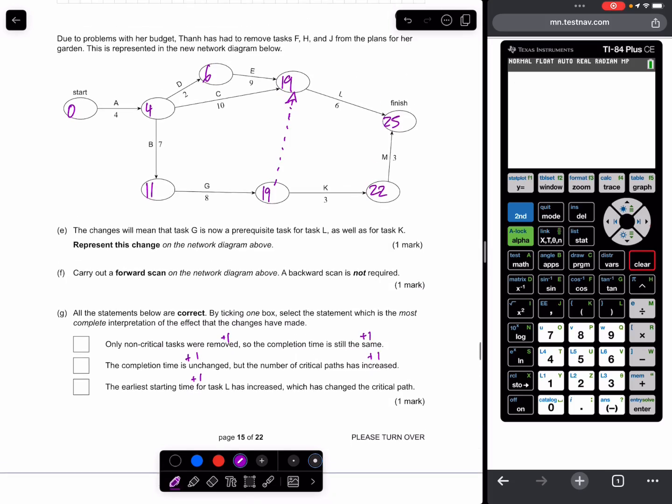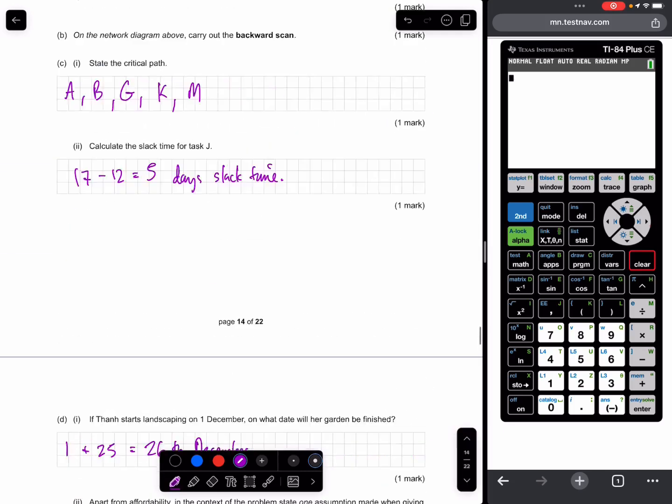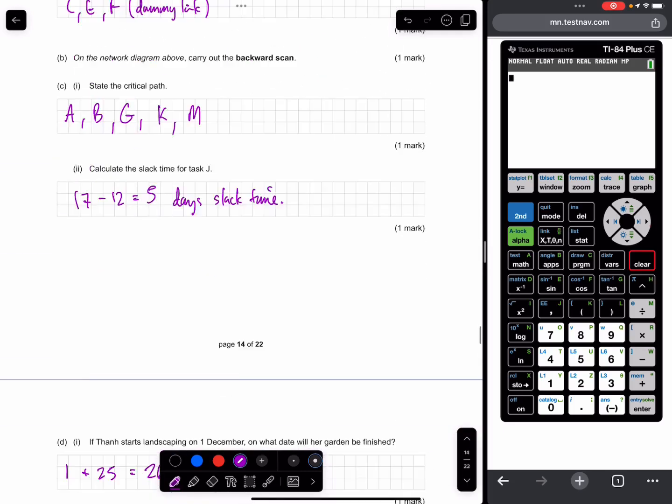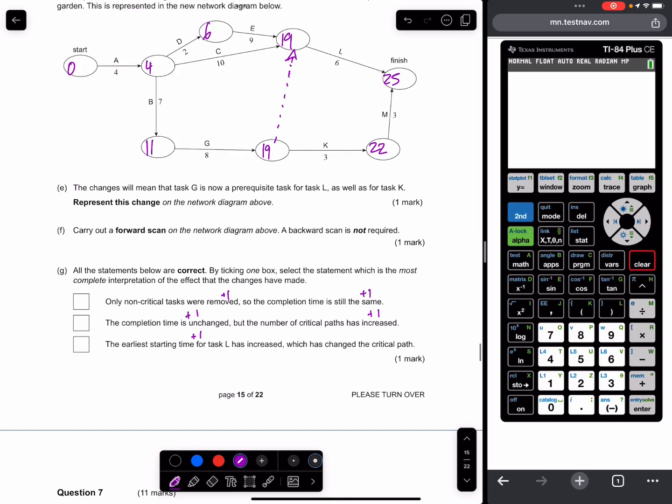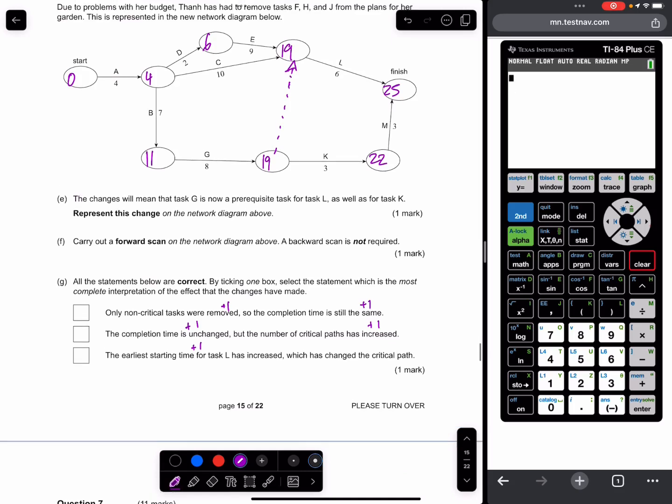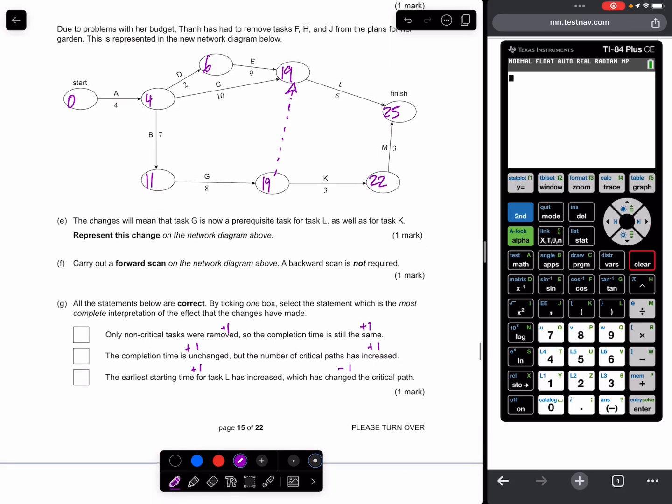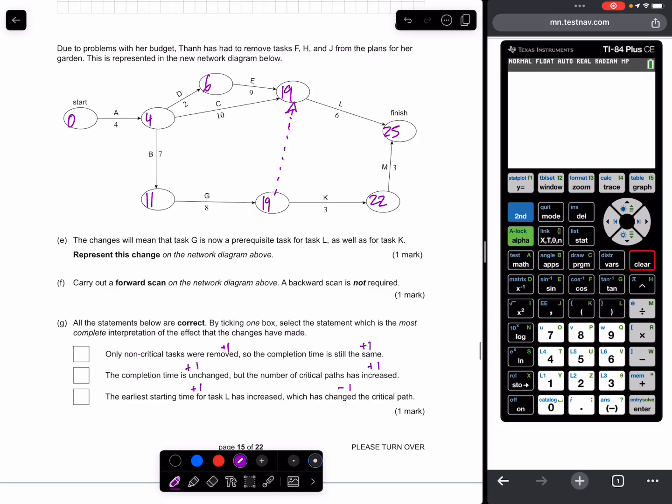Well, L wasn't part of the critical path in the first place, so the changing of the start time for L didn't cause the change in the critical path. I'm going to call it a minus. The most complete. These two top ones sound so similar.